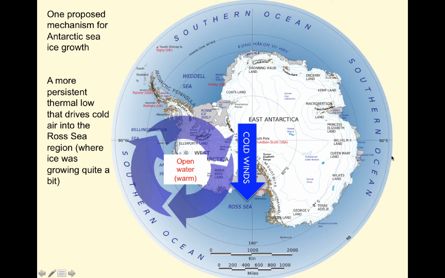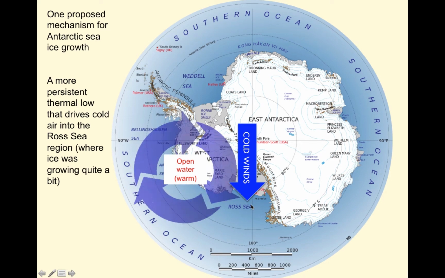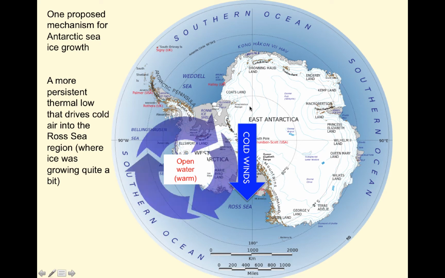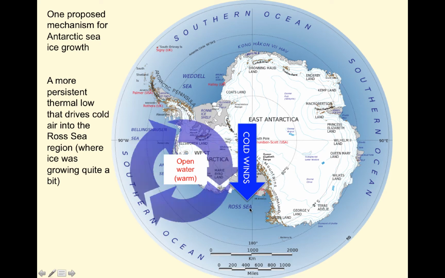And the Ross Sea specifically is an area where the sea ice is definitely growing. So again, we're measuring Antarctic temperatures on average as warming. However, the sea ice is growing. There must be some interesting processes going on to make that happen.